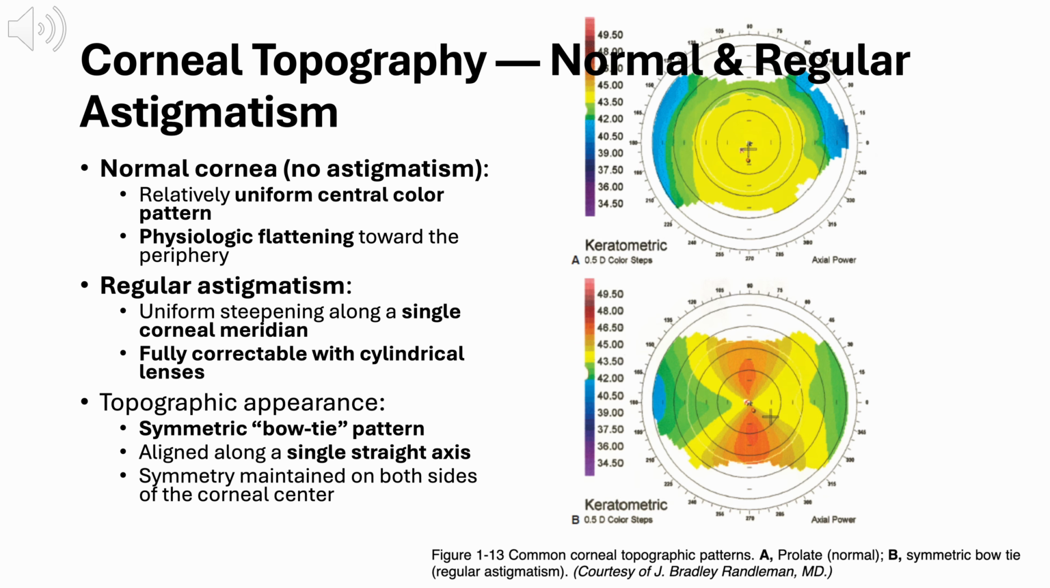The important takeaway is that normal corneas and regular astigmatism produce predictable, symmetric patterns. When that symmetry is lost, or the bow tie becomes distorted or asymmetric, you should start thinking about irregular astigmatism or corneal pathology.